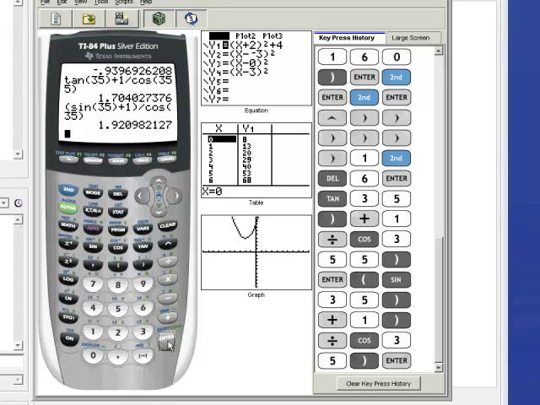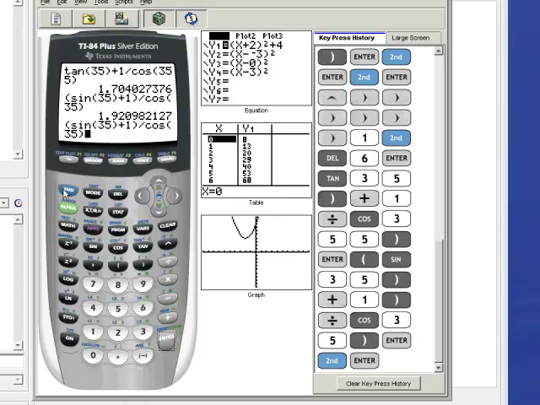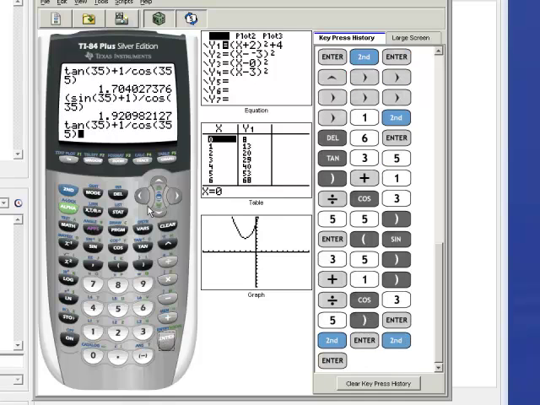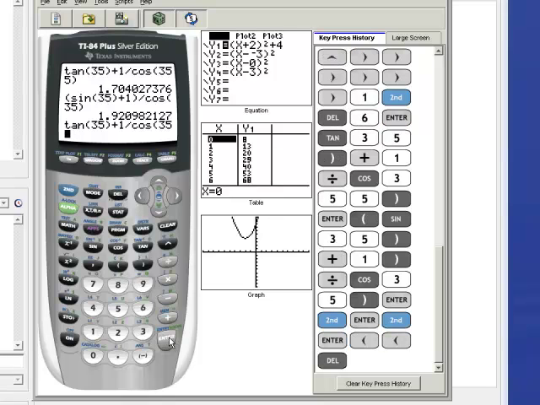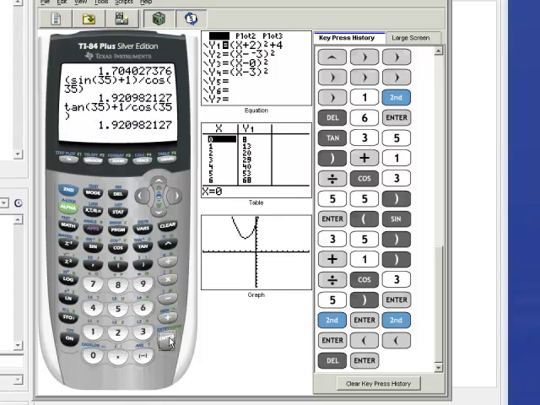I'm right on the money. What did I do wrong? Oh, I see it. 1.92 is the correct answer, and watch what I did just prior to that. I didn't type in 35, I typed in 355. Whoops. There we go, 1.92. Right on.